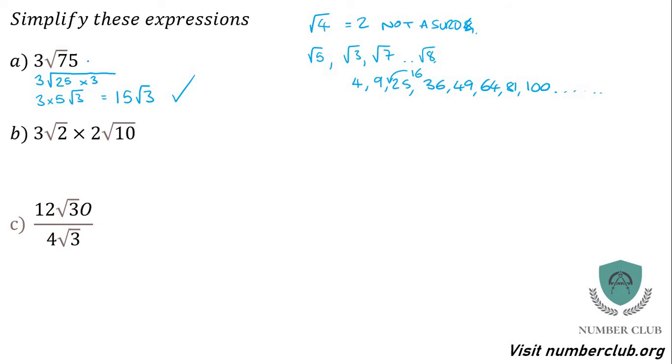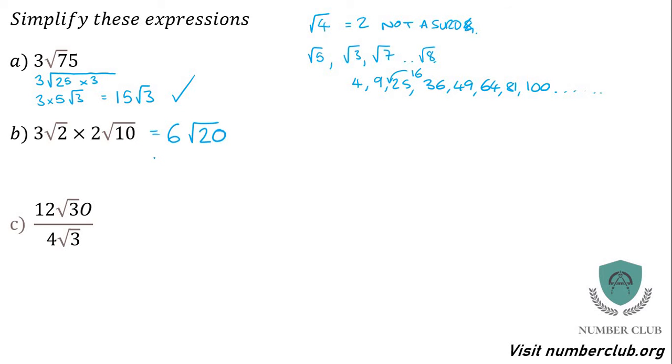It doesn't look much simpler, but it can be more useful. So let's move on to multiplication. 3 root 2 multiplied by 2 root 10. To do this, do the 3 times the 2, which is 6. These are called the coefficients of the surds. Then the 2 times the 10, which is 20.